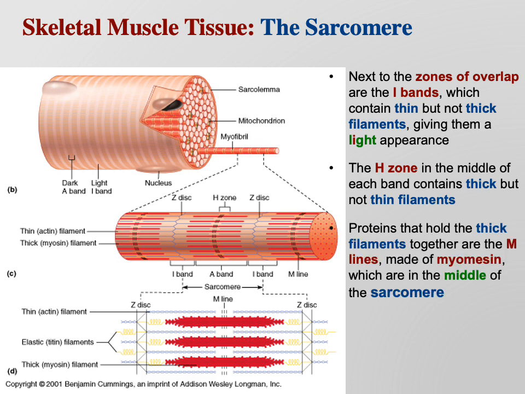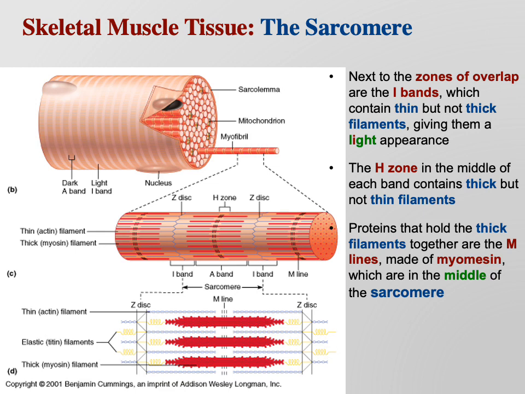And then in the middle of the H zone are some proteins that hold the whole thing together. The proteins are myomesin, and they form a band or a line in the middle. We call that the M line. M is for myomesin, but you can think of it as being the middle because the M line is in the very middle of the sarcomere, okay?